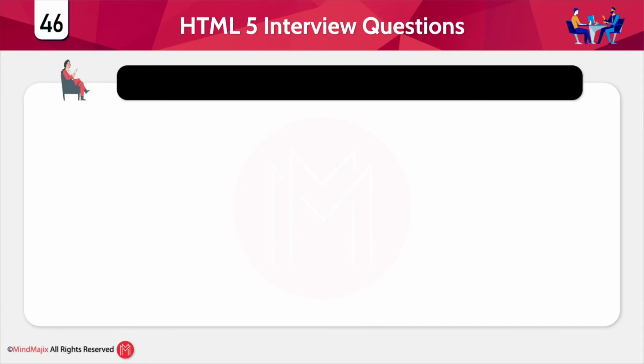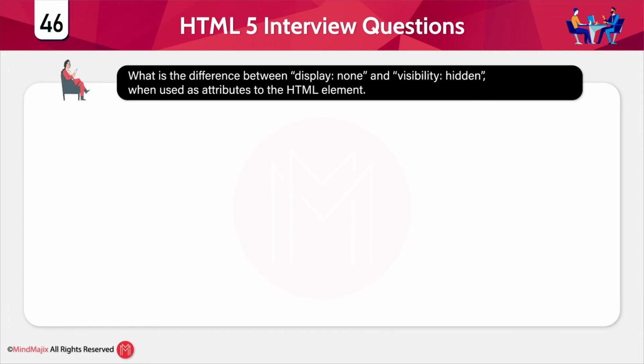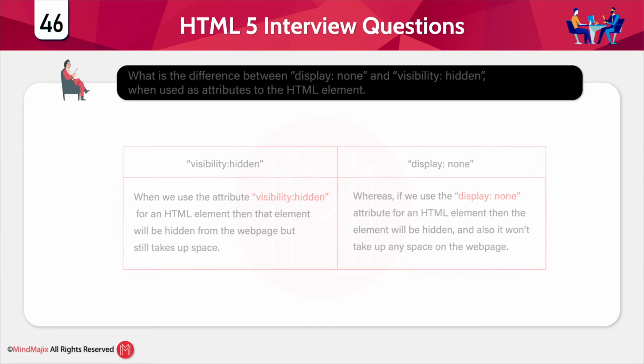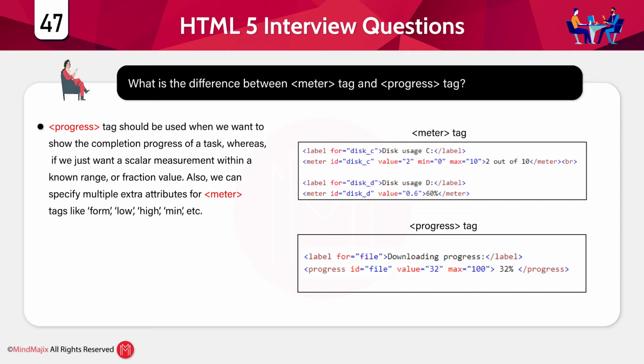What's the difference between display none and visibility hidden? If you use visibility hidden for an HTML element, the element will be hidden from the web page, but still takes up space, guys. Whereas if you use display none, the element will be hidden and it won't take up any space on the web page. Meter and progress, we discussed already, right?